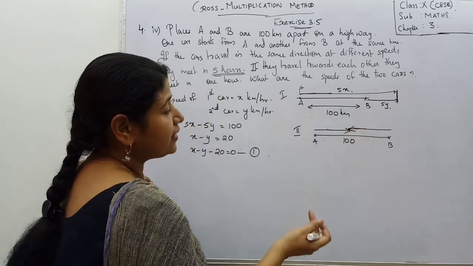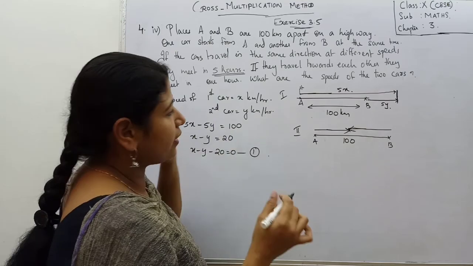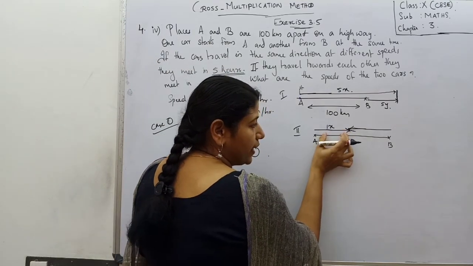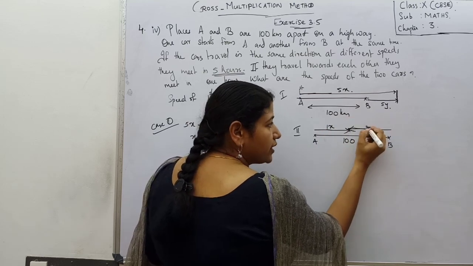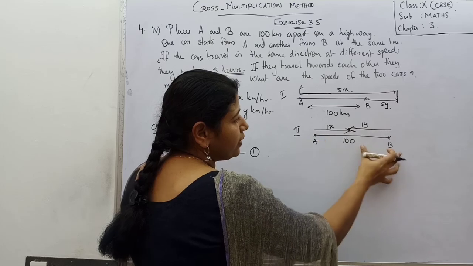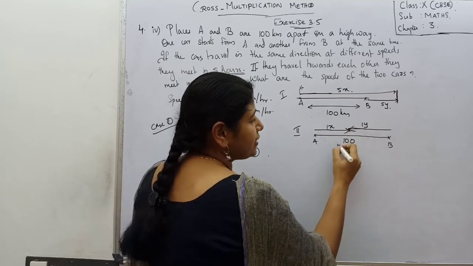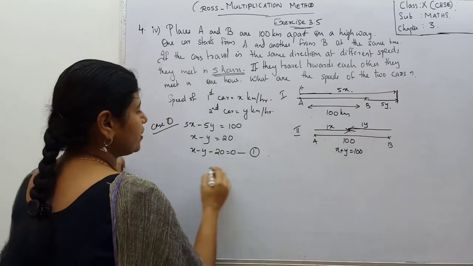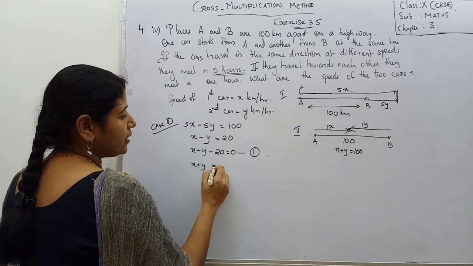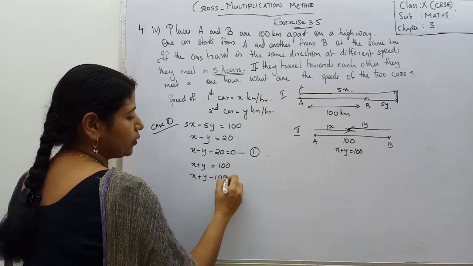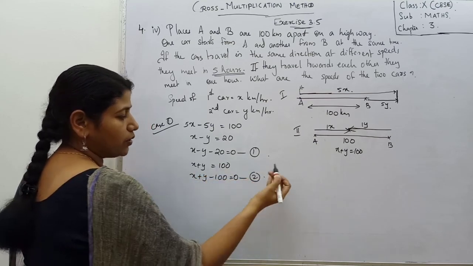So we know that the speed of the first car is x. After 1 hour it will reach this distance 1x. What about the second car? This will reach 1y distance. The total distance between A and B is 100. So we can write x and y together, we will get 100. So the second equation is x plus y equal to 100, or we can write x plus y minus 100 equal to 0. This is your second equation.